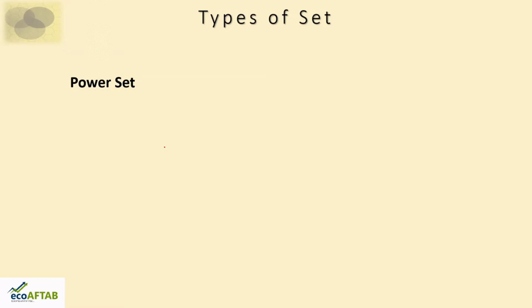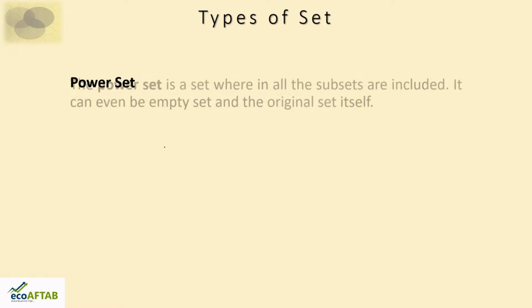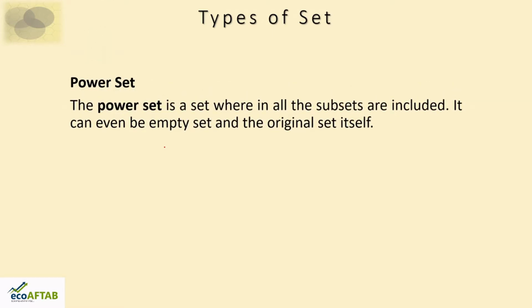Moving ahead, there is something called a power set. Now what do you mean by power set? The power set is a set wherein all the subsets are included. Now the question comes, what do you mean by subset? I'll tell you about it. In this, you'll understand what subset means. It can even be the empty set and the original set itself. So see here, friends, the example for us to understand what is power set and automatically understand what is subset.